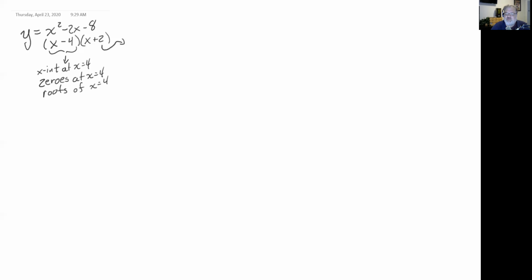Similarly here, this x plus 2 means we have a 0 at x equals 4. Again, we could call that a 0, we could call it an x-intercept, or we could call it a root. It's all the same thing. 4, why did I put 4? And nobody yelled at me. It's that other 4. Sorry, at negative 2.